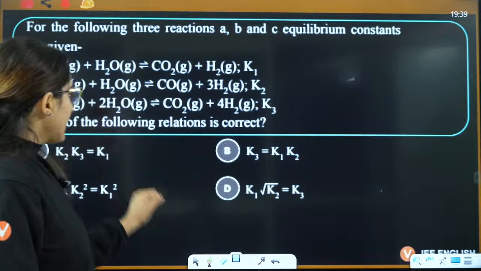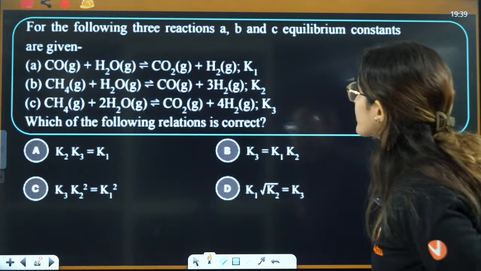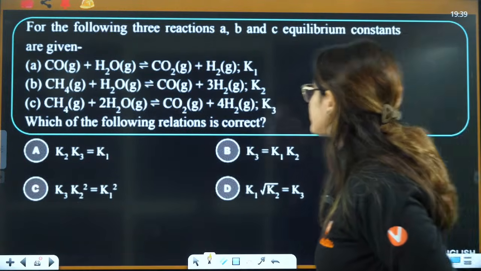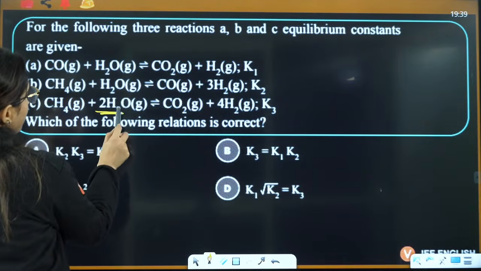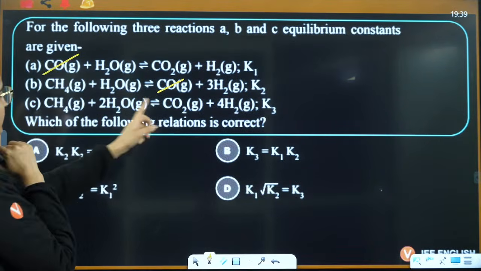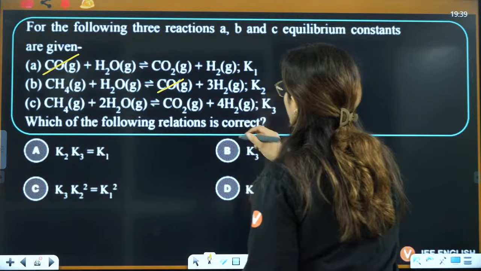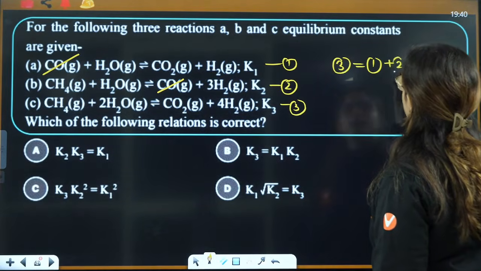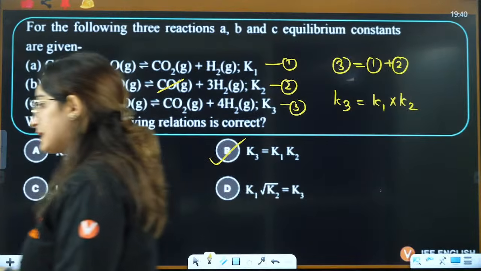Right? Next question is this one, where again we are doing the same. See, it's very simple questions you have here. Three reactions A, B, C, whose equilibrium constants are given. Which of the following relations are correct here? So in the end, you should have CH4 that is here. You need to add these two equations, then it will become 2 water. You need to add these two equations, this will become CO2. CO will be cancelled here. This will become CO2 and this will become 3 plus 1, 2. So if I say this is first, this is second and this is third, then third is equal to 1 plus 2. That means K3 is equal to K1 into K2. So the answer will be B is the correct answer here.